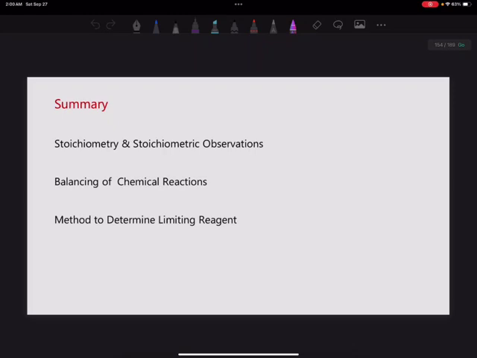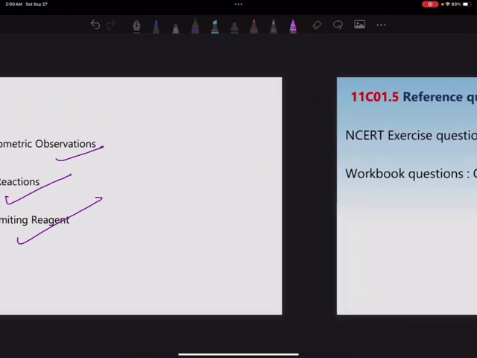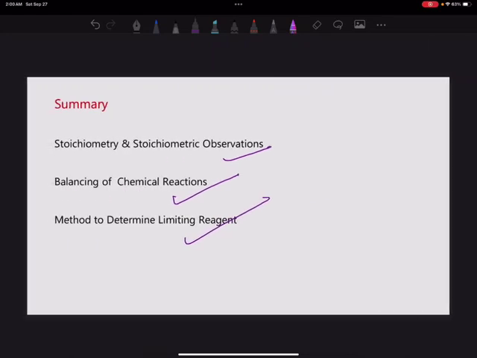So today we learned about stoichiometry, the balancing of chemical reactions and methods of determining the limiting reagent. I hope today's lecture is clear and the first chapter is done. We are almost done with the first chapter. These are some important things that you should learn. I will be sharing the PDF of the important notes, the flowcharts and the mind maps for last minute revision for your exams.